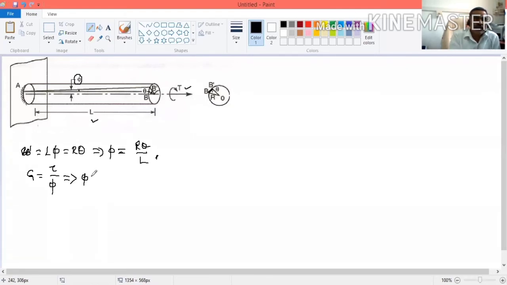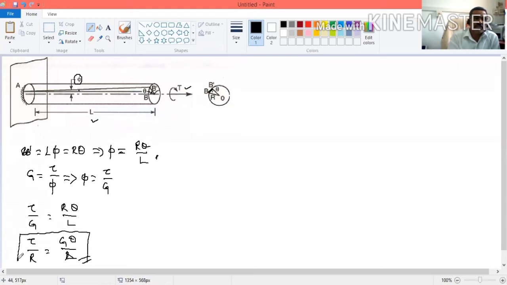Then phi is equal to tau by G. What is G? Modulus of rigidity. Tau is shear stress. If you compare these two, you will get tau by G is equal to r theta by L. You can write this as tau by R is equal to G theta by L. So this is one relation.